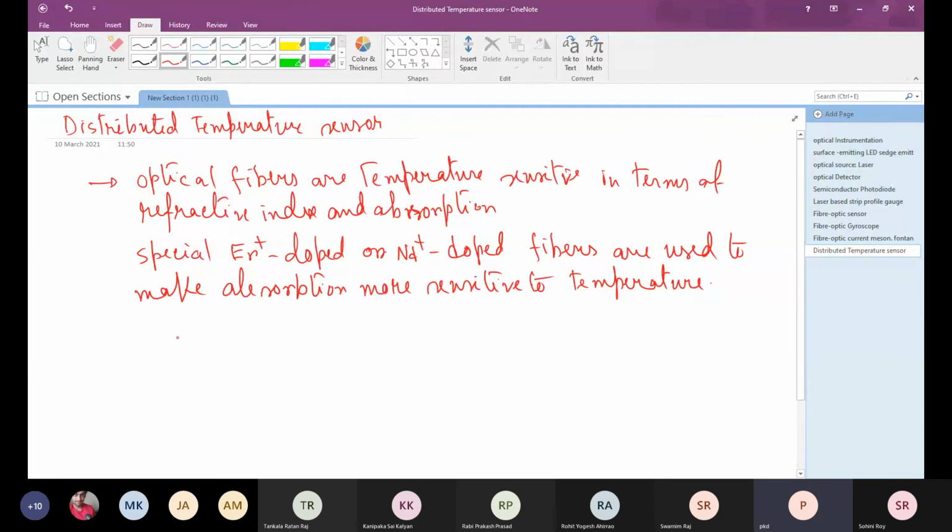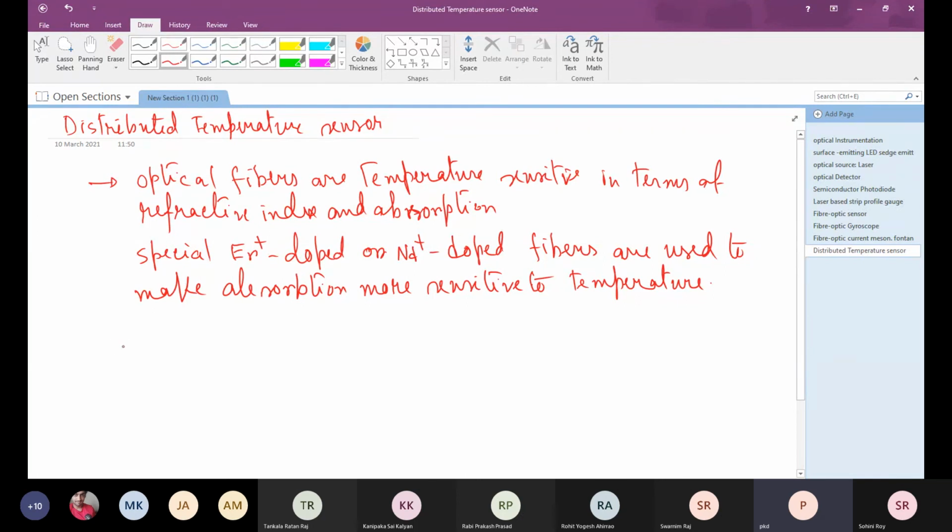So typically this doping is done during fabrication. These are called rare earth doped fiber. Also, these doped fibers have other applications like fiber amplifiers for long distance fiber communication. But here we are using it as a temperature sensor.